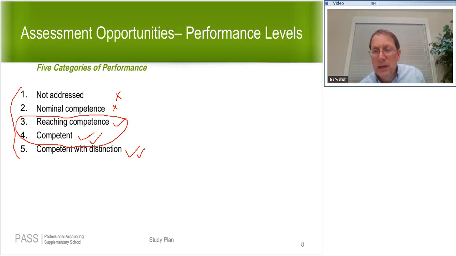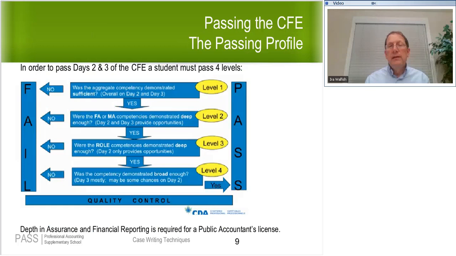I'm going to use numbers, okay? So just follow me here. It's not 100% accurate. They don't disclose this, but I've heard things over the years. Let's pretend they give you 2 marks for reaching competent and 4 marks for competent. In every assessment opportunity, if you get reaching competent, you get 2, and for competent, you get 4. Not addressed, 0. Nominal, 0. Competent with distinction, 4. No incentive, 4. Same as competent.